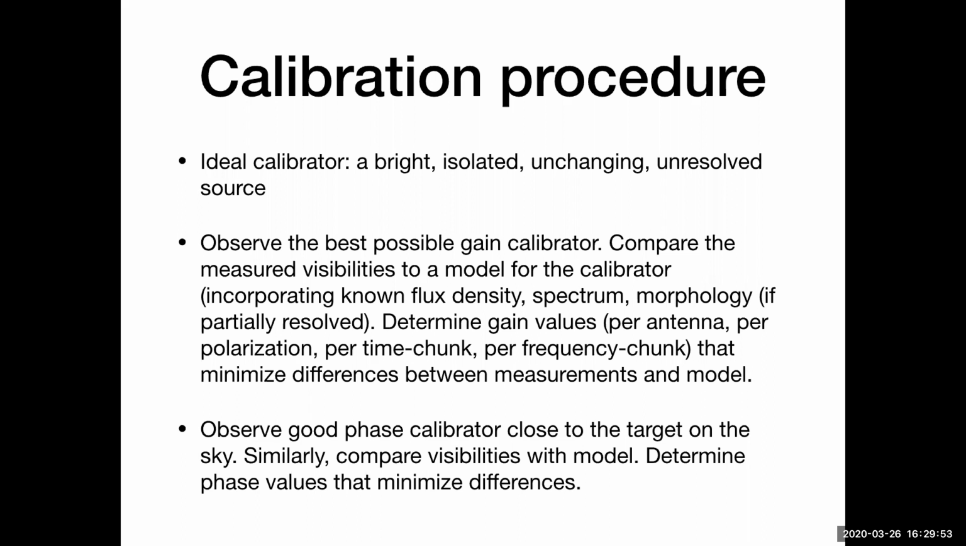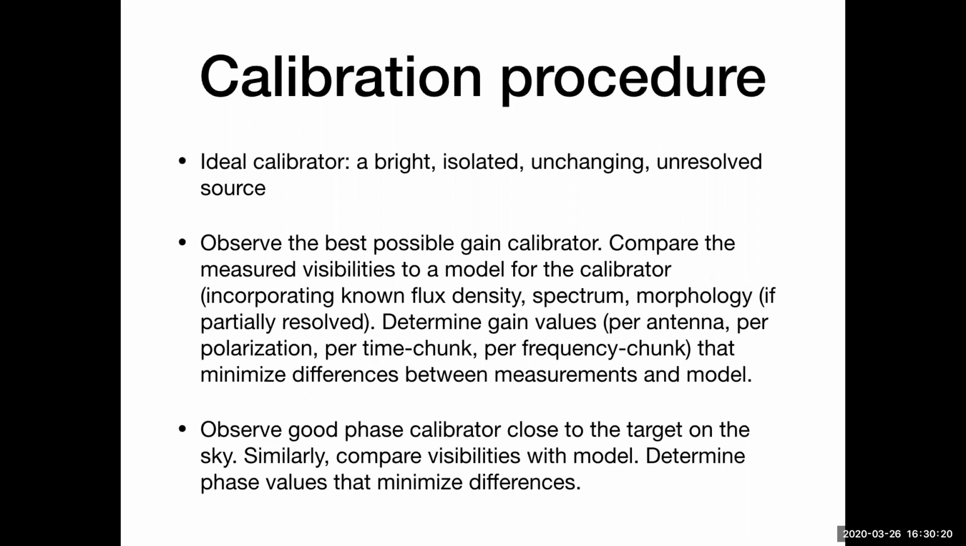You want an isolated source because you don't want to have other sources affecting the actual signal of your visibilities, because ideally this whole process is going to involve having a model of your calibrator and comparing the data to the model. If there's other sources, you either have to include them in your model, which makes the model more complicated, or you ignore them, and suddenly that's going to affect how well you can calibrate.